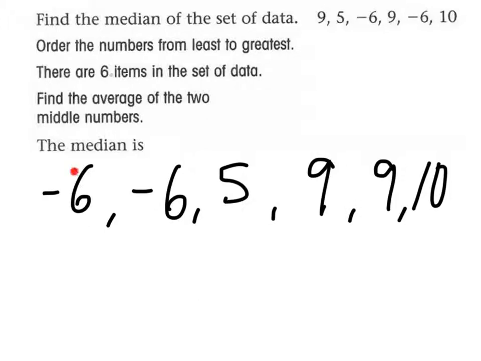And we've got how many? 1, 2, 3, 4, 5, 6. So we've got an even number. There are 6 items in this. Find the average of the two middle numbers. So what are the two middle numbers? So what we can do is cross off one at the beginning and the end, and then sort of work our way to the middle.